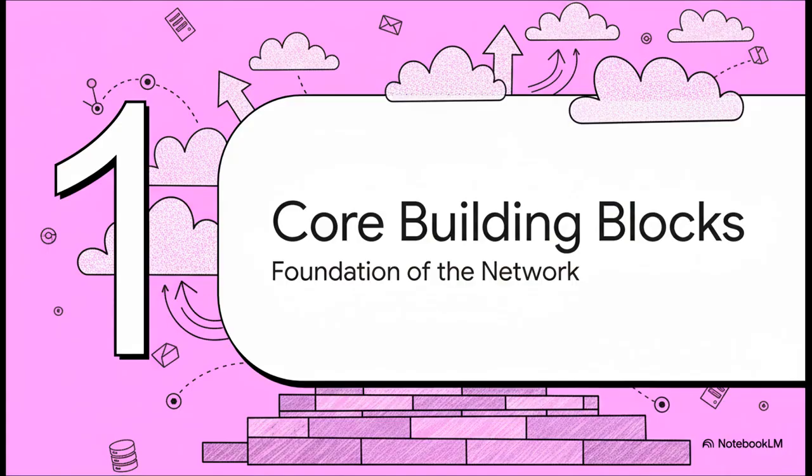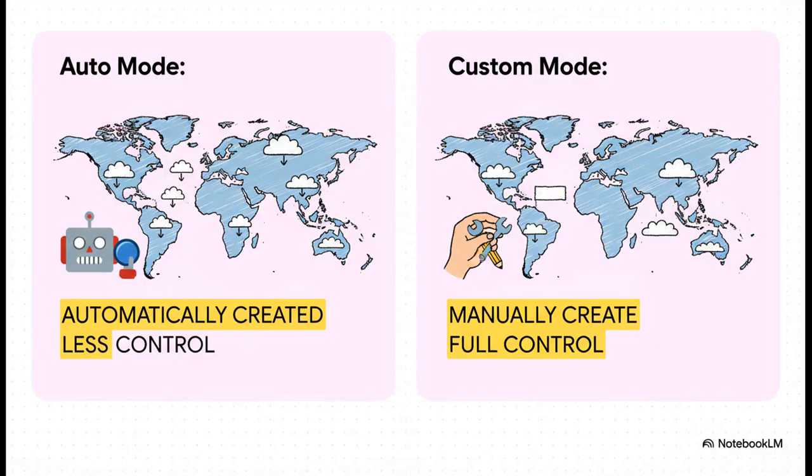Think of this as the foundation of your cloud network. These are the must-know concepts that literally everything else we talk about today is going to be built on. Okay, so the very first choice you're going to make when you create a VPC is between auto mode and custom mode. Now, auto mode is pretty handy for just kicking the tires because it automatically sets up a subnet for you in every single Google Cloud region.